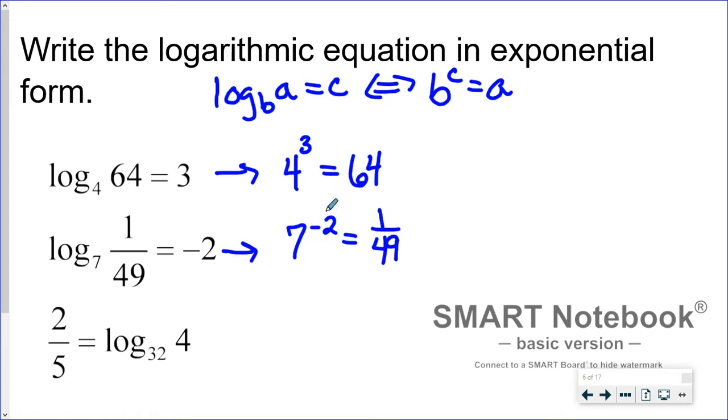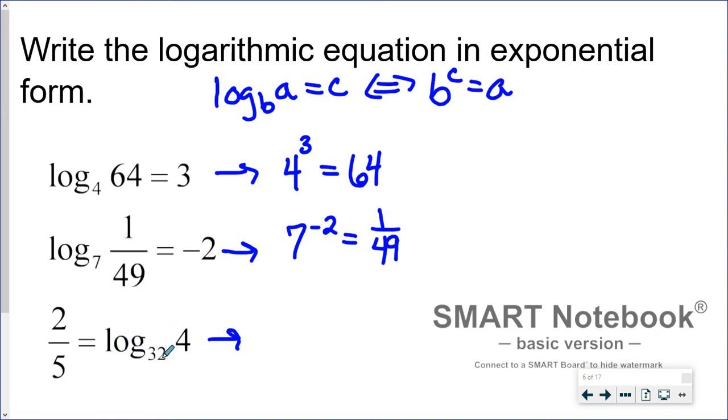Remember, yesterday we mentioned negative exponents. If you have a negative exponent, you can flip that base between the numerator and denominator, wherever it's at, change it, and you can make the exponent positive. So 7 to the negative second power is the same thing as 1 over 7 squared, which obviously is 1 over 49.